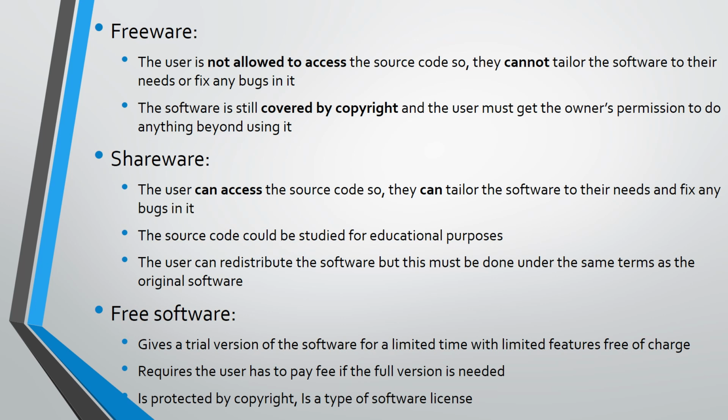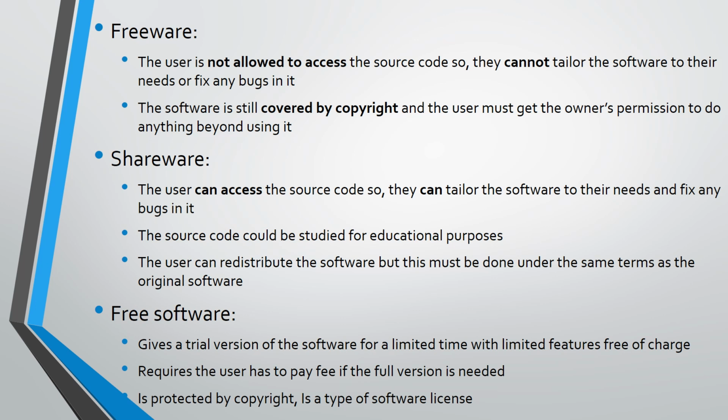But on the other hand, shareware is where users can access the source code. It means they can tailor the software to their needs and fix any bug in it. And if they want to make some changes in it, they can do it. The source code could be studied for educational purposes. The user can redistribute the software, but this must be done under the same terms as the original software.